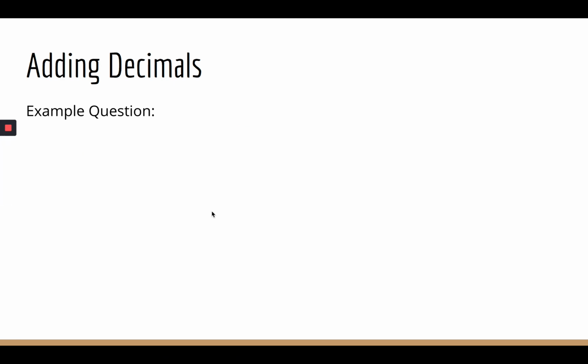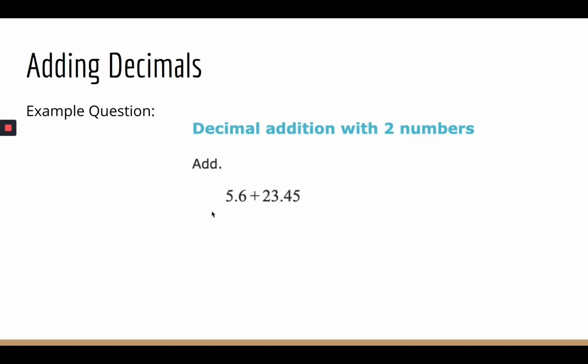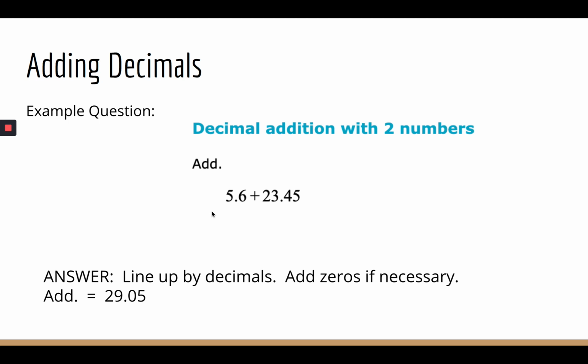All right, and then we get into the adding, subtracting, multiplying, and dividing of decimals. We'll start with adding. So a question you'll have on both your practice test and your actual test will be this. Add 2 decimal numbers. And I want to remind you, you want to line them up by decimal. You can add zeros if necessary, but you line them up by decimals, and then it's just normal addition. And hopefully you get 29.05.